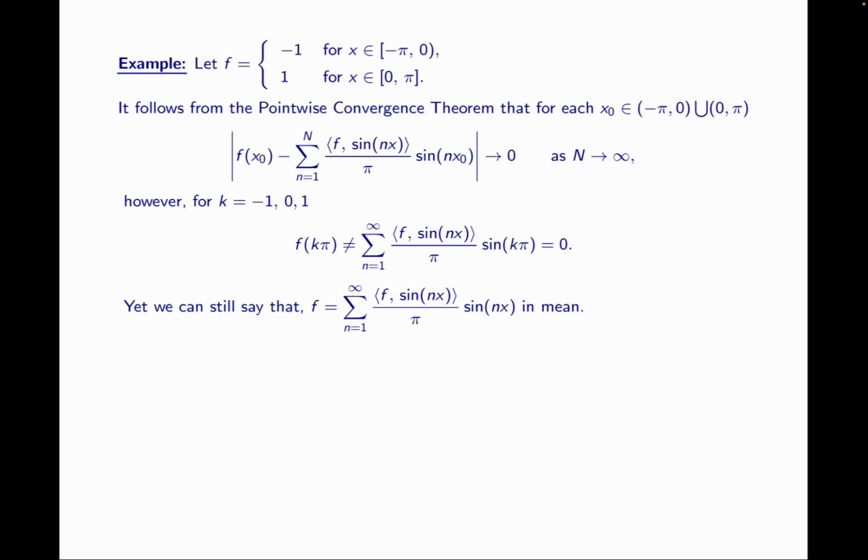equals the Fourier series in mean, but also we can say that it equals the Fourier series in the L2 equivalent sense, because the Fourier series and f differ only on a set of measure 0, because it differs at 3 points. Now, is there a function that is equivalent to f for which we have pointwise convergence everywhere? Sure, we just take the pointwise convergence of the series.